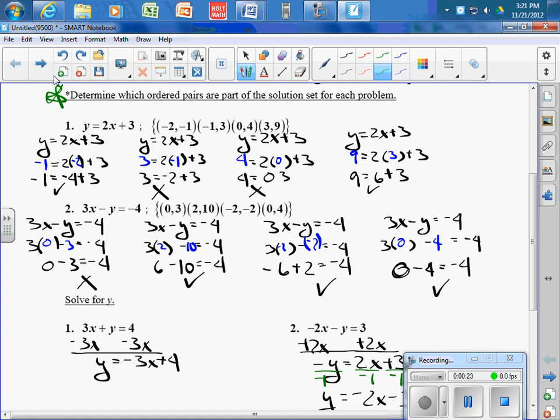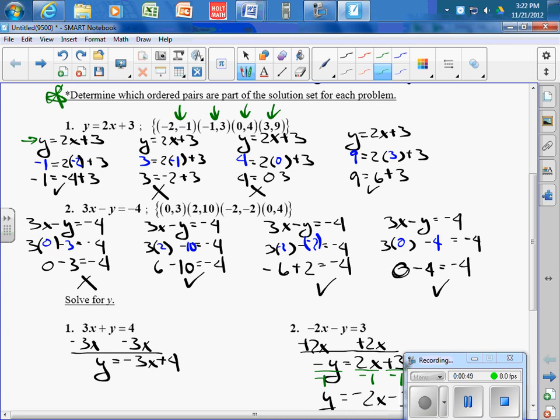So what I'm going to do is start with the original equation, y is equal to 2x plus 3. I'm going to take each of these 4 points. So this is actually a 4-part problem. I'm going to take each of those 4 points and plug the coordinates, -2 and -1, into the equation. So the -1 goes in for the y, the -2 goes in for the x, and what I want to know is, does the left side end up equaling the right side?